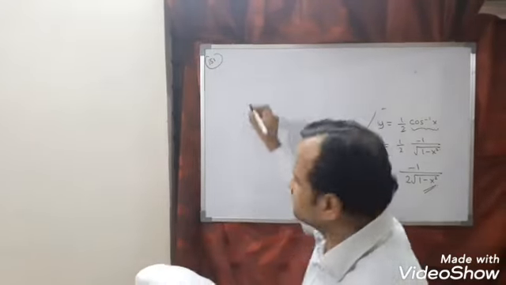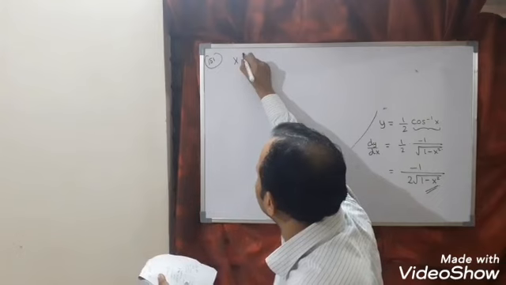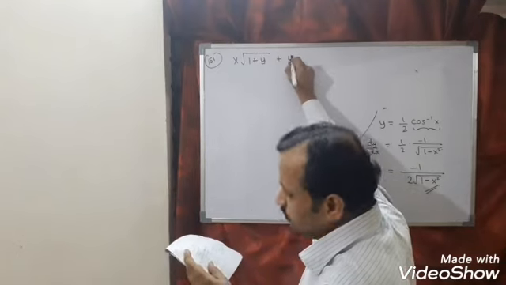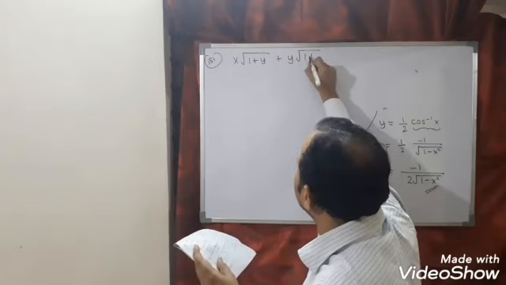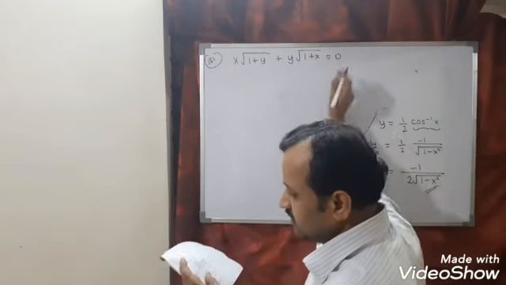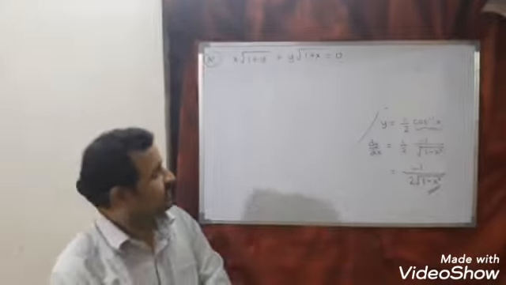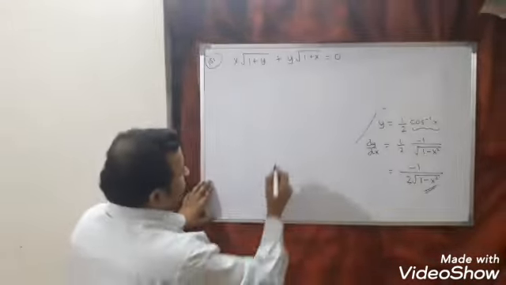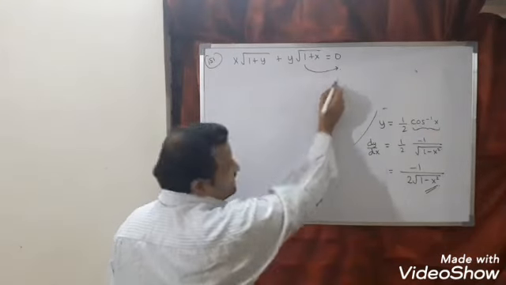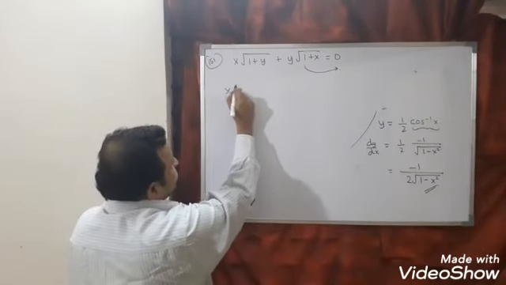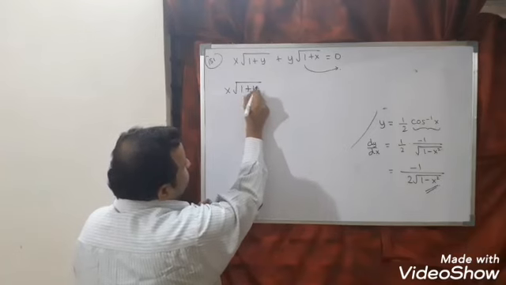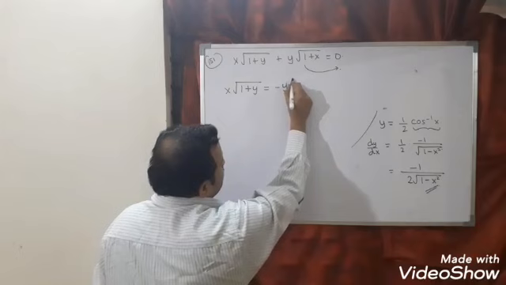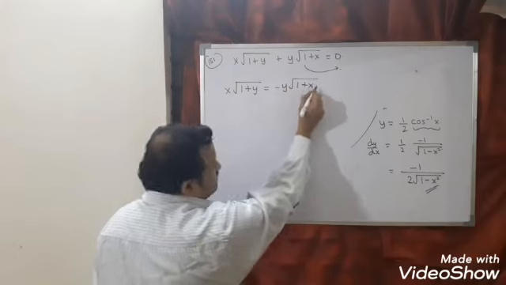Here the question, which came in a previous exam, is: x√(1+y) + y√(1+x) = 0. Then find dy/dx. Now look here. What I am doing is shifting this term to the other side. So what you will get is x√(1+y) = -y√(1+x).